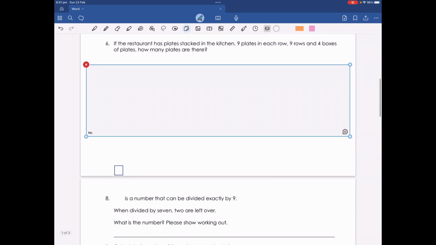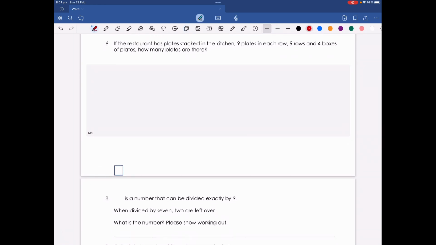Let's go. If the restaurant has plates stacked in the kitchen, 9 plates in each row, 9 rows, and 4 boxes of plates, how many plates are there? Okay, so what do we have? We have 9 plates in each row and 9 rows. This is sounding like a, what do we call them? Goodness, now I've forgotten the terminology. An array.